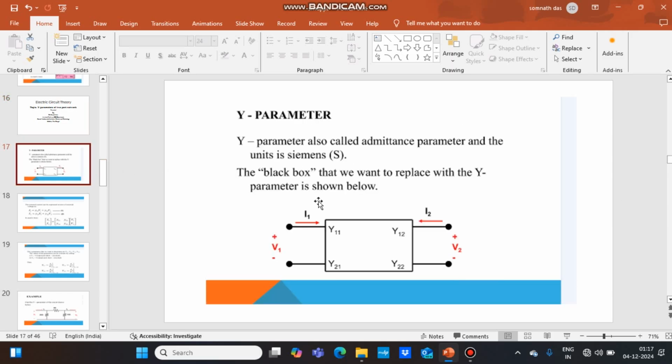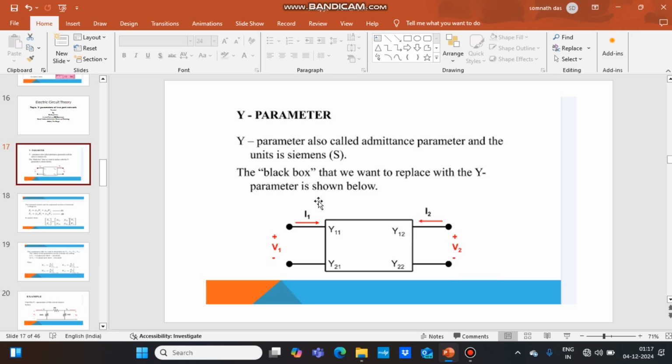Y parameters are also known as the admittance parameters, as admittance is calculated by dividing the current by voltage. All the Y parameters are calculated by dividing a current variable by a voltage variable. That's why the Y parameter is also known as the admittance parameter.